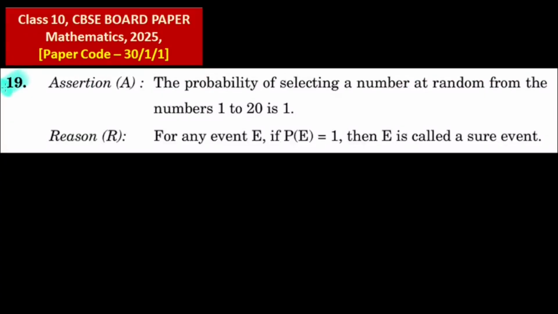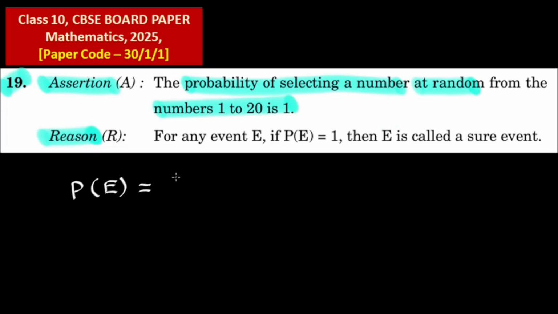Question 19. This is assertion reason type of question. In assertion, it is said that probability of selecting a number at random from the numbers 1 to 20 is 1, which means probability of event E equals number of favorable outcomes, which is 20, and total number of outcomes is also 20. That gives us probability of event E to be 1.